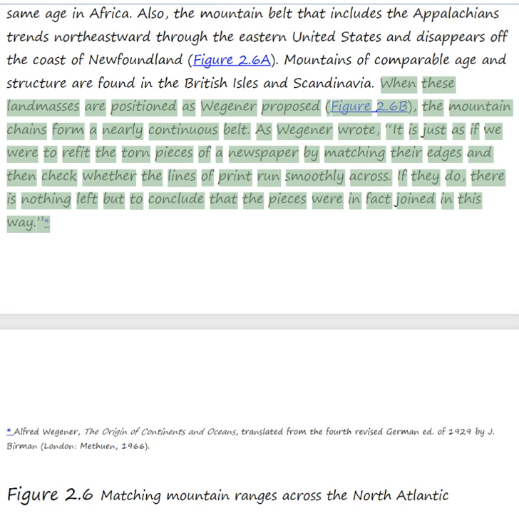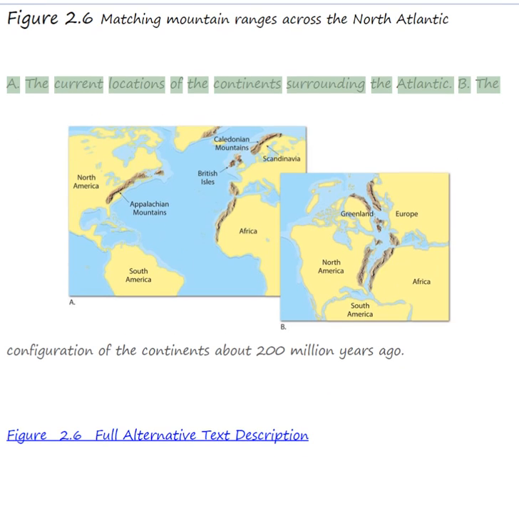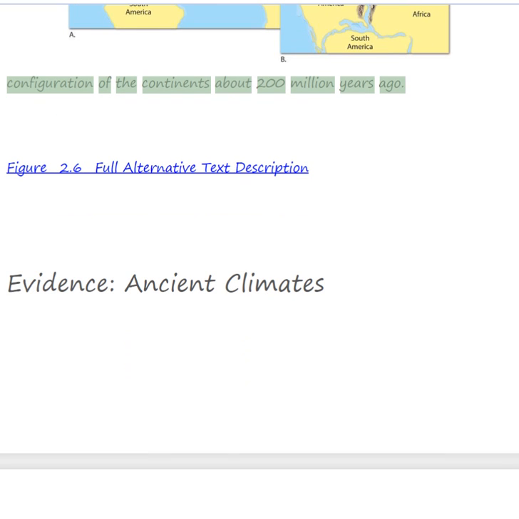As Wegener wrote, it is just as if we were to refit the torn pieces of a newspaper by matching their edges and then check whether the lines of print run smoothly across. If they do, there is nothing left but to conclude that the pieces were in fact joined in this way. Alfred Wegener, The Origin of Continents and Oceans, translated from the Fourth Revised German edition of 1929 by J. Berman. A. The current locations of the continents surrounding the Atlantic. B. The configuration of the continents about 200 million years ago.